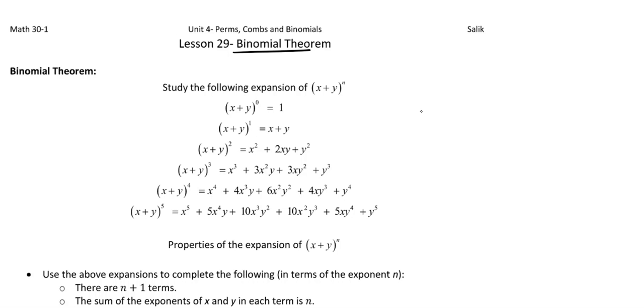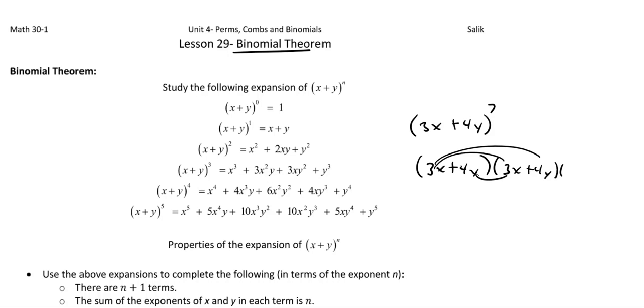If we had something like this, let's say we had a situation like 3x plus 4y to the power of 7, and we were told to expand that. Well, we could do that, but it's going to suck, because we'd have to go 3x plus 4y times 3x plus 4y times, and you see where I'm going here. We'd have to expand everything, and we're going to end up with a ton of terms, and then we'd have to collect all those like terms. This is way too messy.